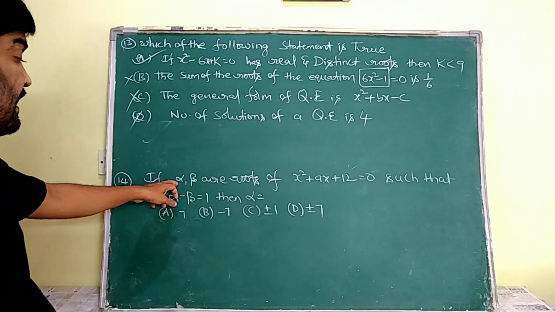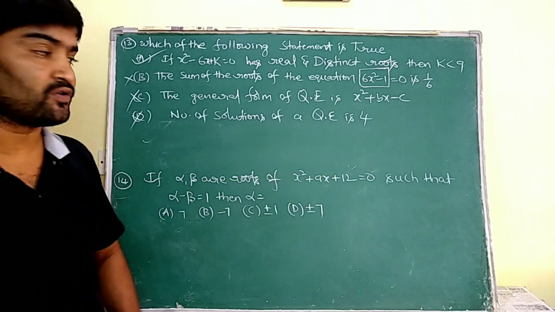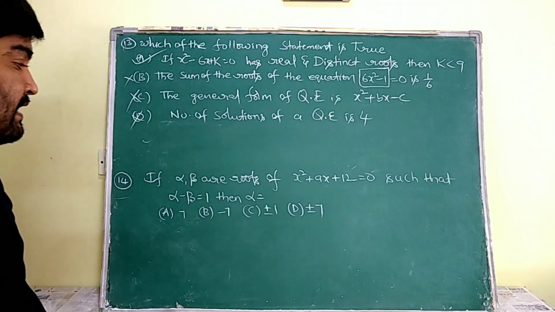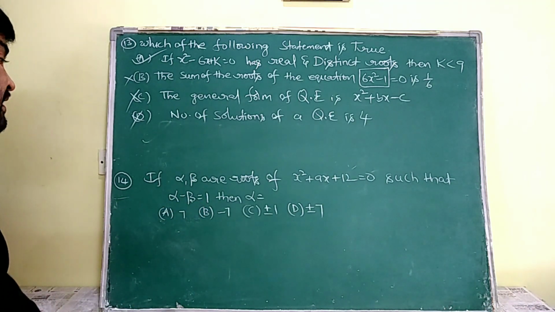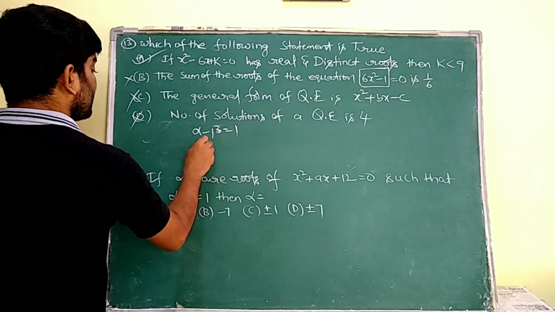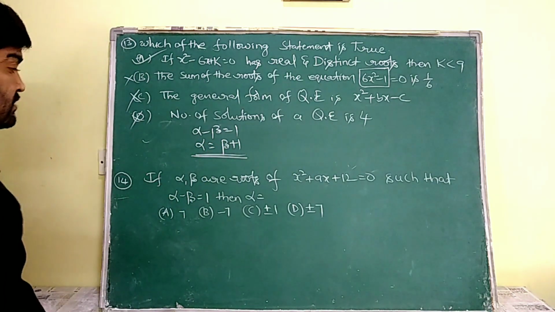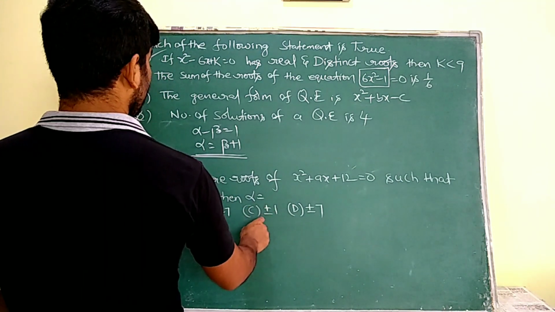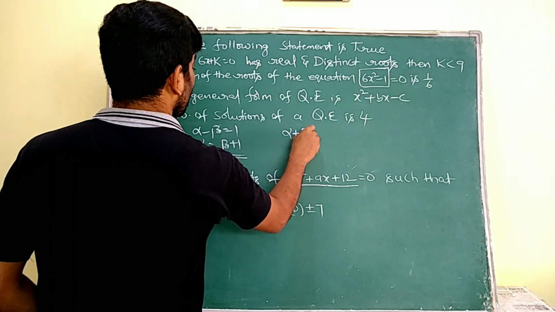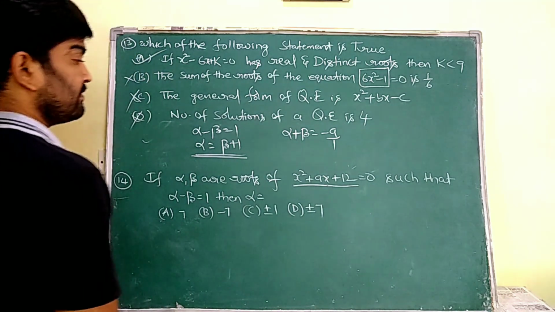Seema, alpha, beta are the roots of the quadratic equation x square plus ax plus 12 is equal to 0, such that alpha minus beta is equal to 1, it says. Then he is asking you to find alpha. Okay, Seema, the given value is alpha minus beta is equal to 1. By this, alpha is equal to beta plus 1. Now, the sum of the zeros in this equation: sum of zeros means alpha plus beta, and alpha plus beta is equal to minus b by a, that is minus a by 1.